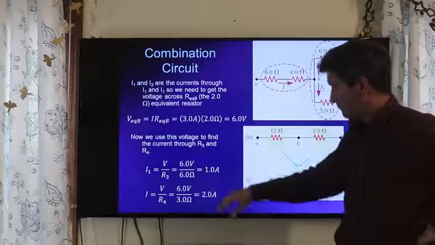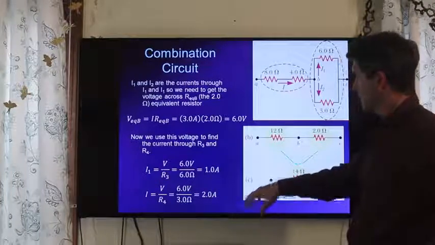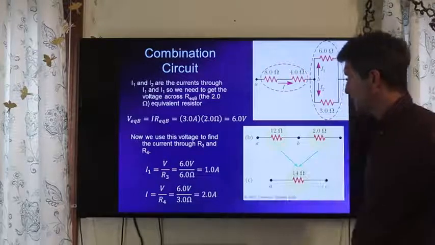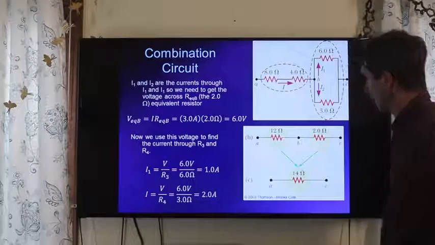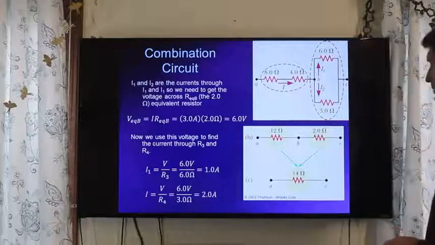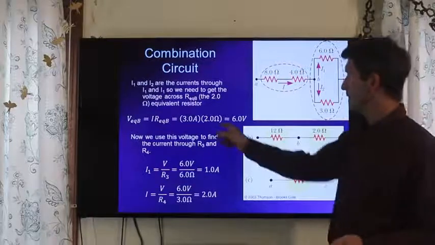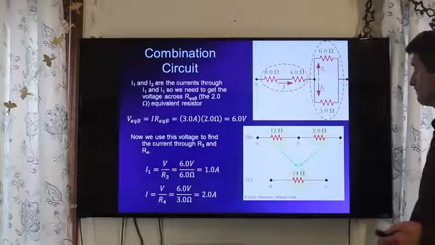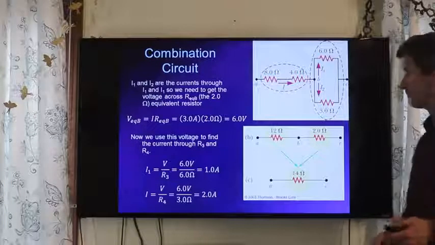Again, here is the potential difference divided by the resistance. Let me just go back. Again, 3 times 2 gives me my potential difference. Okay?